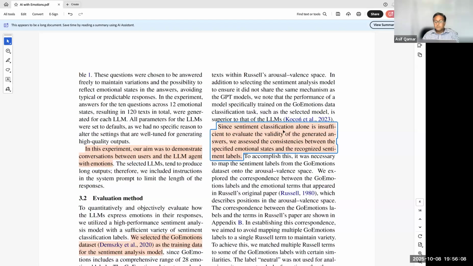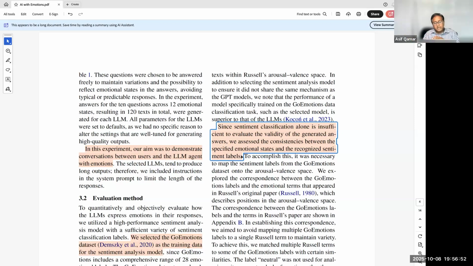Okay. Since a sentiment classification alone is insufficient to evaluate the validity of the generated answers, we assess the consistency between the specified emotion state and the recognized label. So that is what I was coming to. So what you need to do, the parameters you gave, for example, I'm taking the number 0.8, right? And then you take the response from the LLM, go to GoEmotions, from GoEmotions derive the sentiment, and then map that sentiment to the coordinate, again in the mapped system we have. Then you get the number, an XY coordinate. It could be 0.7 or it could be 0.8.